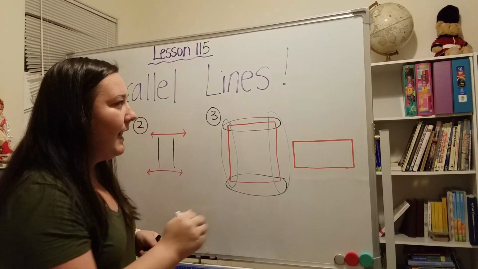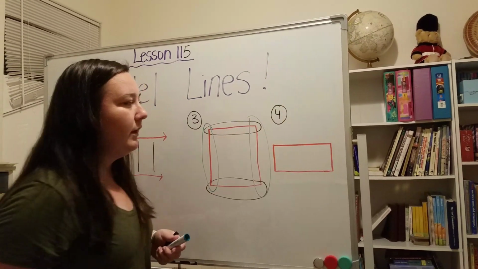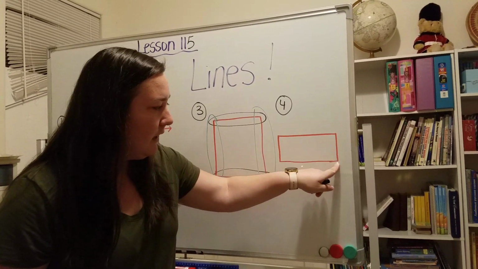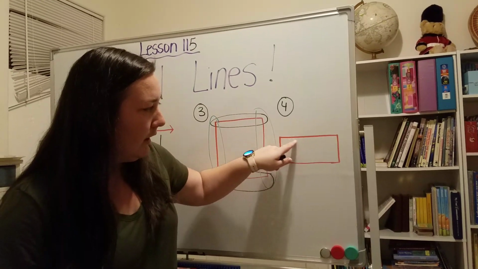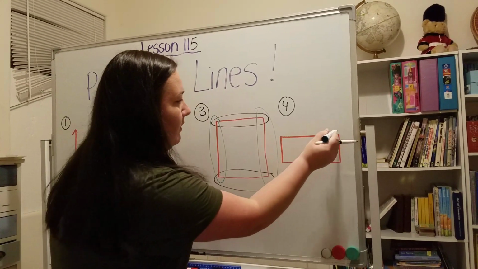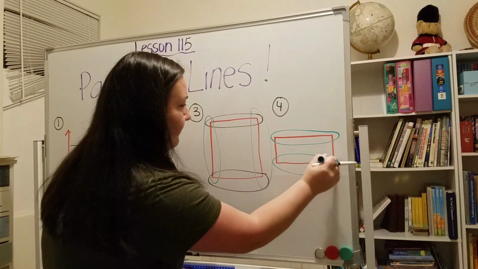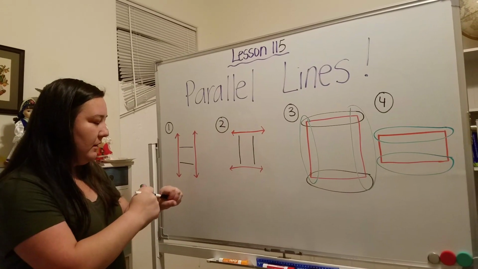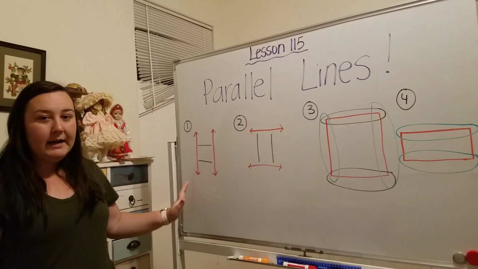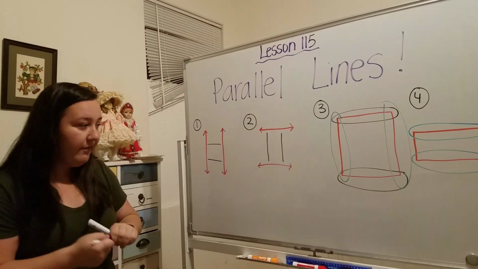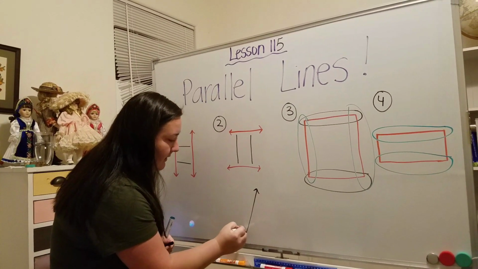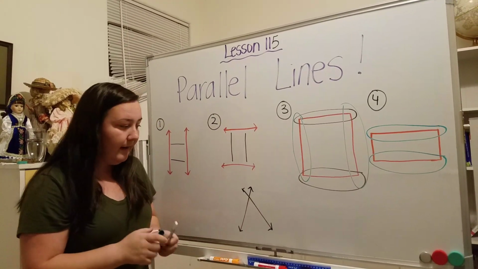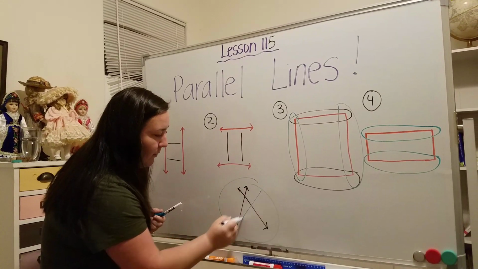All right, last example of looking at parallel lines. This one I'm just going to show you one. So in this rectangle, these two long lines are parallel to each other. Okay? So again, these are examples of parallel lines. Remember, parallel lines never cross. This here is not an example of a parallel line. Not an example of a parallel line.